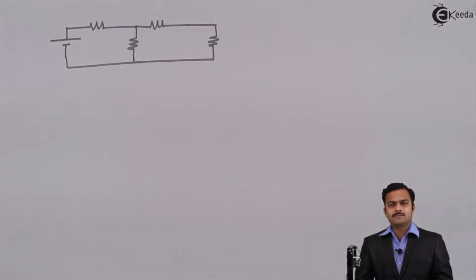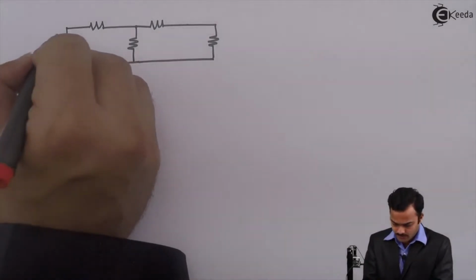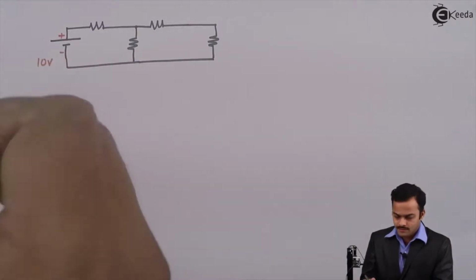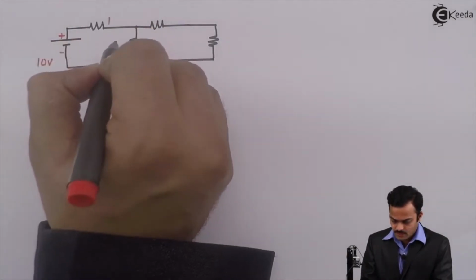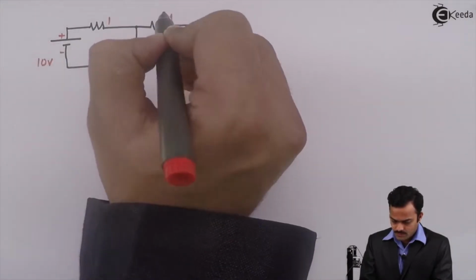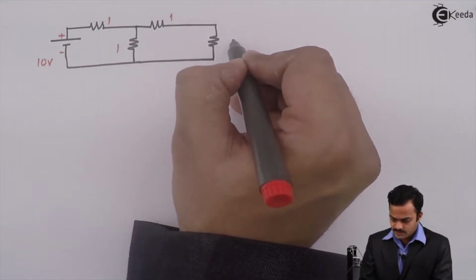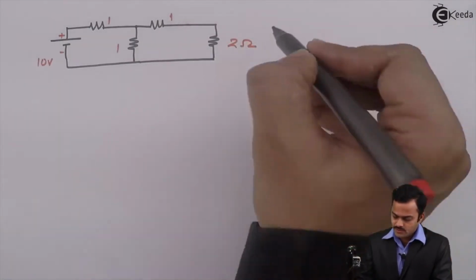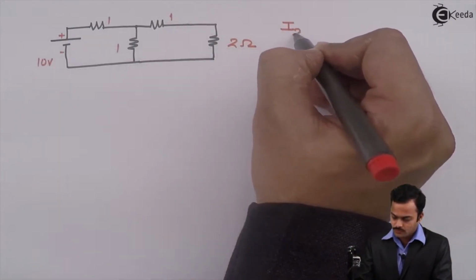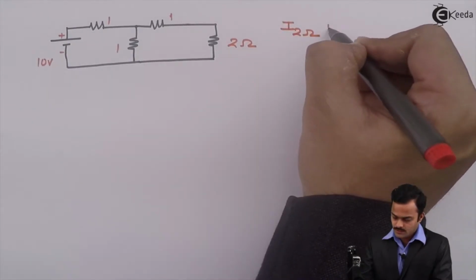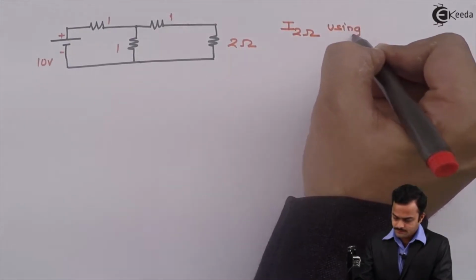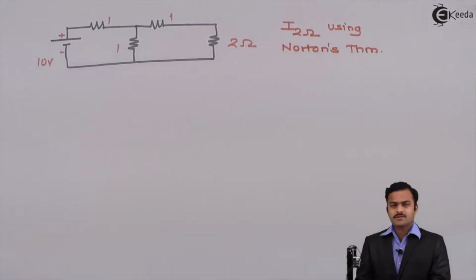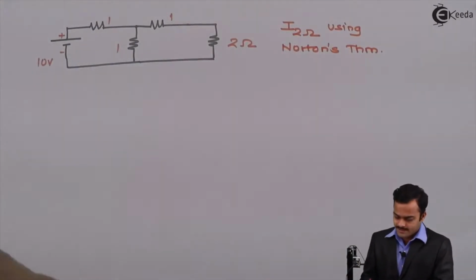So I have taken a very simple numerical having only a voltage source of 10 volt and resistances. This is 1 ohm, 1 ohm, this is also 1 ohm, and this resistance we will have as 2 ohm. The objective is to get the current flowing through the 2 ohm resistance using Norton's theorem. So it's a very simple numerical. Let's see how to solve.